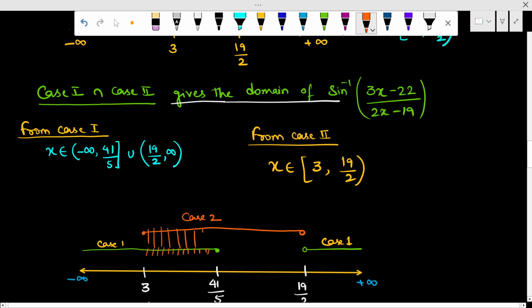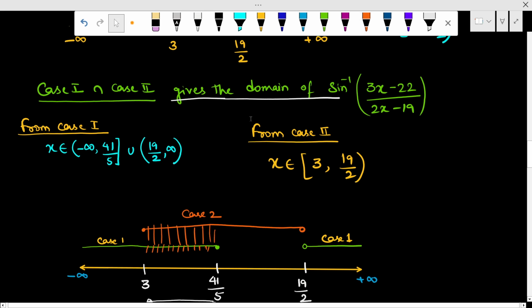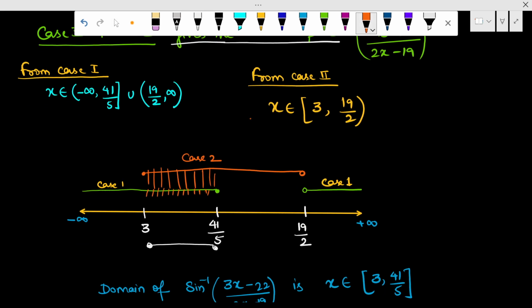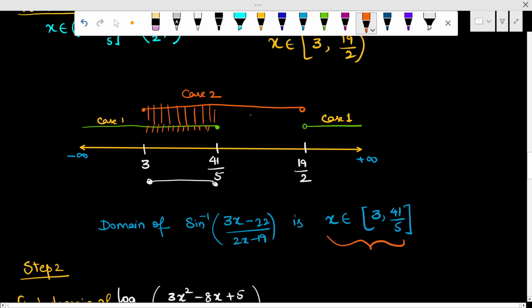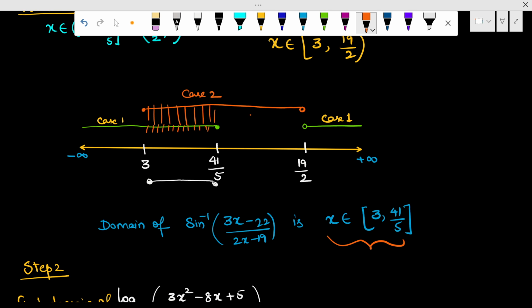This will be the intersection. That is, the intersection will be 3 to 41/5. So the domain of sine inverse of (3x minus 22) by (2x minus 19) is x belongs to closed 3 to closed 41/5, right?